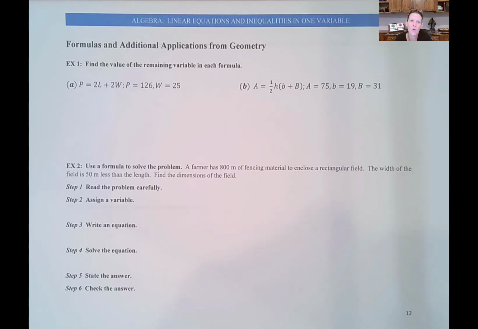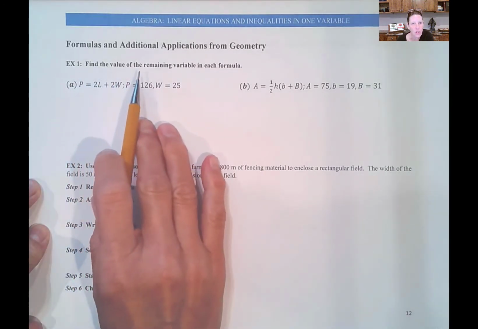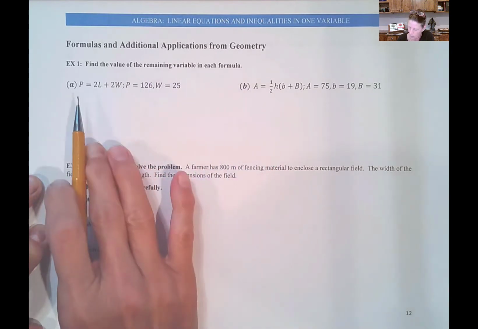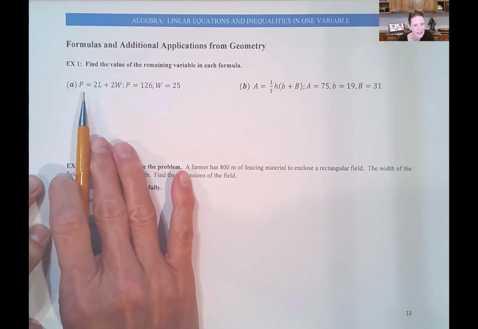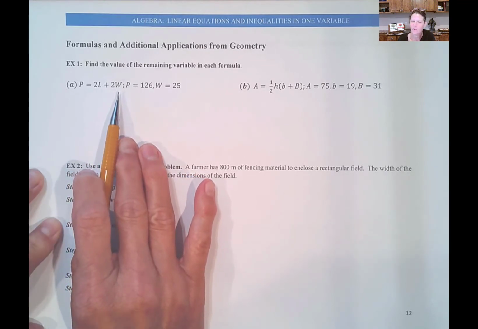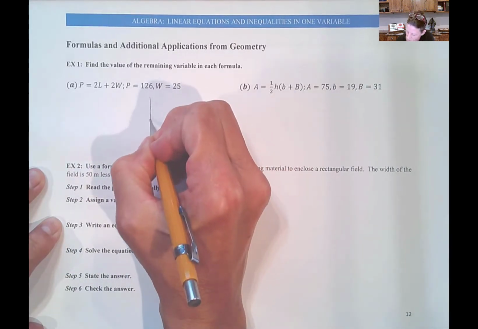In this video, we will consider formulas and additional applications from geometry. So let's dig into some examples. In example 1, we want to find the value of the remaining variable in each formula. Part A, we have P is equal to 2L plus 2W. This is the formula for the perimeter of a rectangle.